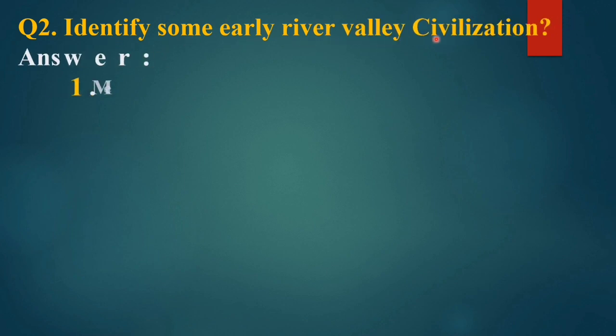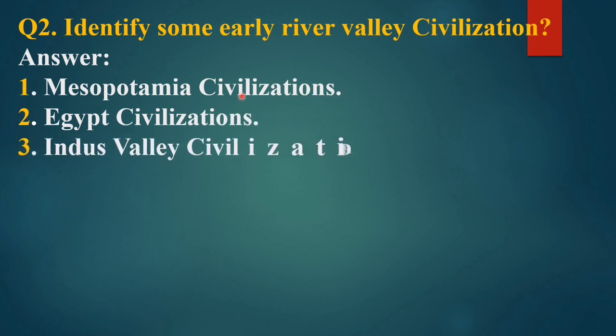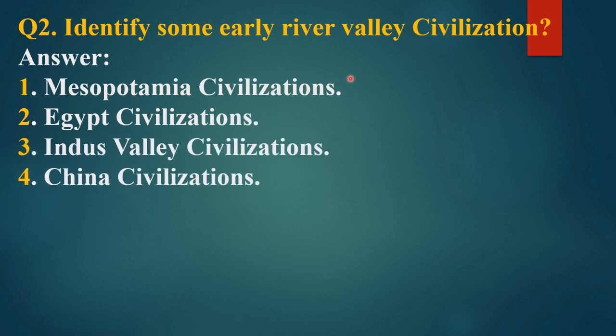Identify some early river valley civilizations. Answer. Mesopotamia civilization, now we are talking about recently Iraq. Egyptian civilization, as you know, Egypt. Indus Valley civilization, as you know, and China civilization. Mesopotamia in Urdu, it's Iraq. Egypt, it's Sham. Indus, Sindh Valley, and China, as you know, its name. These were the famous civilizations which were born on the side of rivers.